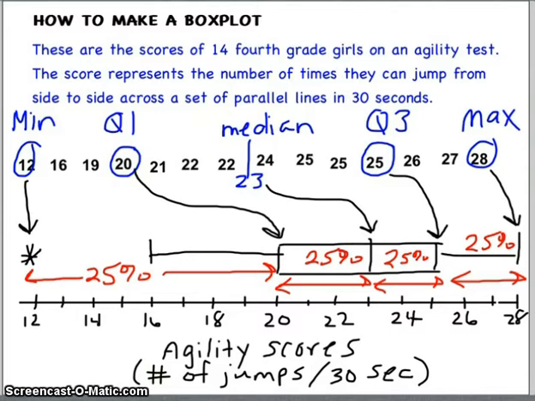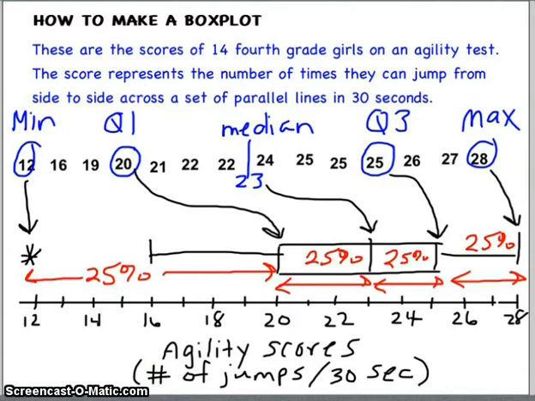We can say what the middle jump is, we can say half the girls jumped more than 23 jumps in 30 seconds and half the girls jumped less than 23 jumps in 30 seconds. So we have a lot of things that we can say using percentages.